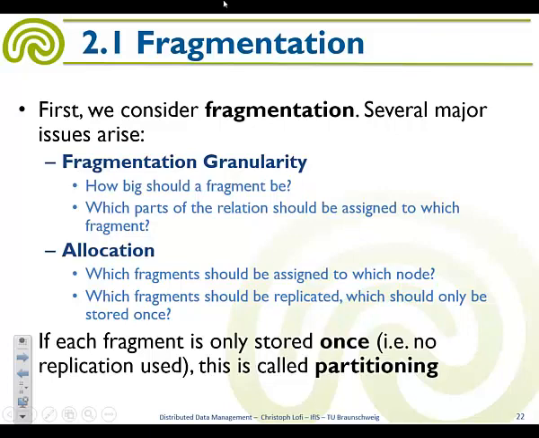Okay? So fragmentation, how big are fragments? Do you just cut rows? Do you just cut columns or little rectangles? Then, allocation. Where do you put these things? To which node do you assign them? And after you assign them to a node, do you do a replica?